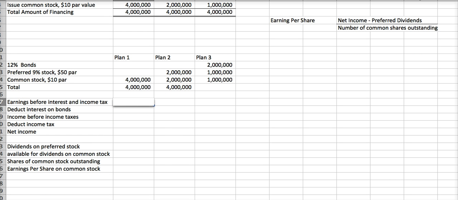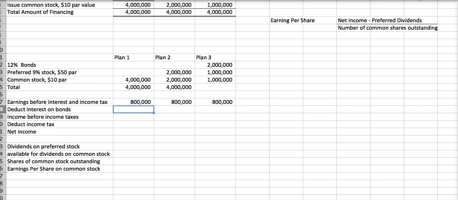Next, what we're going to do is figure out what our earnings before interest and income tax are. The problem has to tell you this. So the problem will say that the earnings are expected to be, and in this situation, it's $800,000. That'll be the same across the board. And then things are going to start changing.